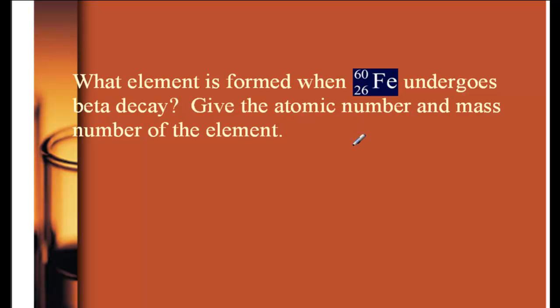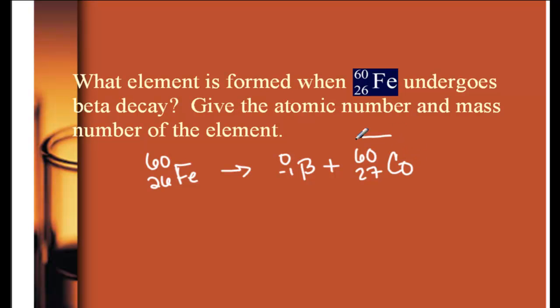So you may have a problem like this: what element is formed when iron-60 undergoes beta decay? Give the atomic number and the mass number of the element. If we start with our iron, and we're undergoing beta decay, now we need to fill out the rest of this. So what plus 0 gives me 60? What plus -1 gives me 26? I'm going to use my bottom number, my atomic number, and that would be cobalt. So cobalt-60 is my answer, and the atomic number and the mass number are already written on here.